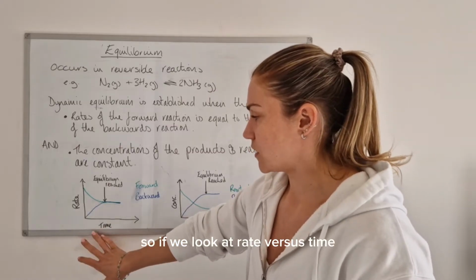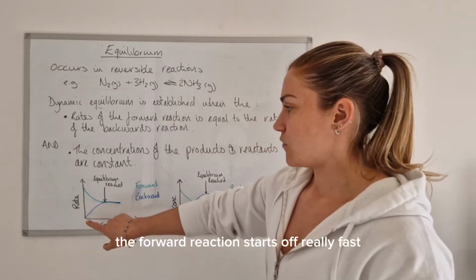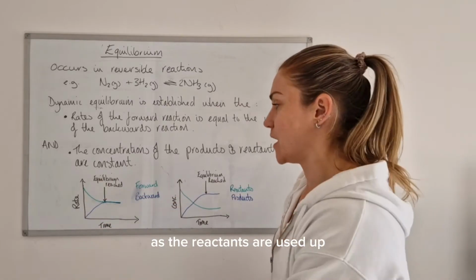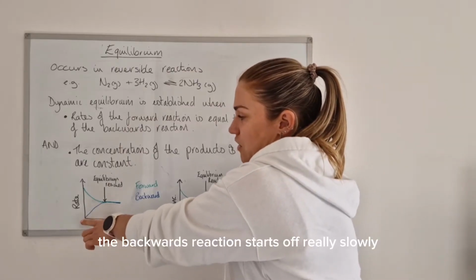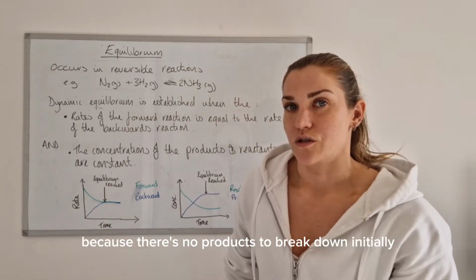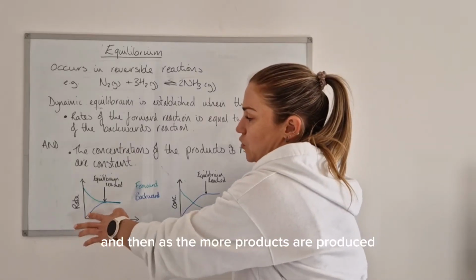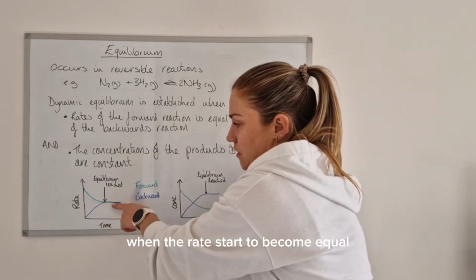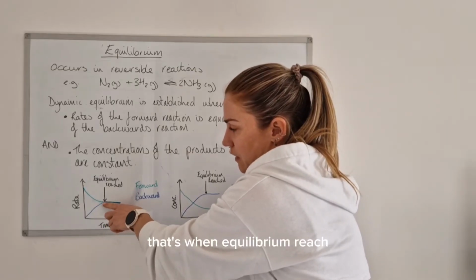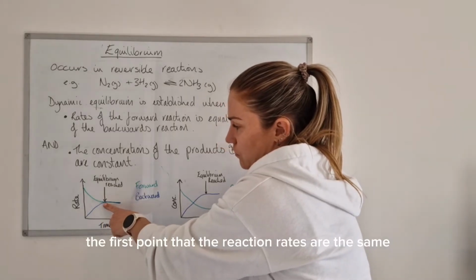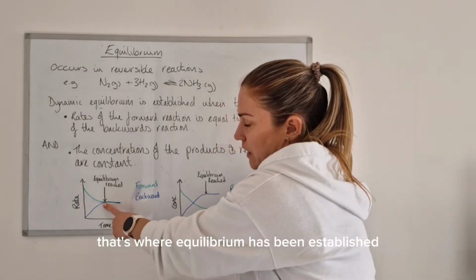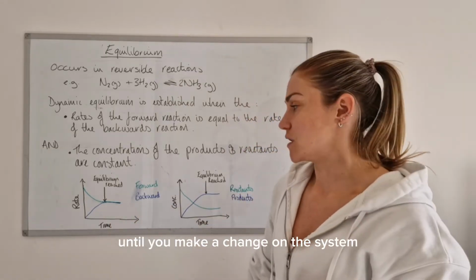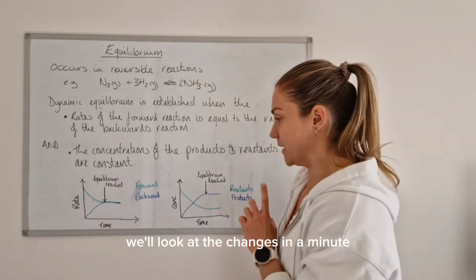If we look at rate versus time, the forward reaction starts off really fast and then it will start to slow down as the reactants are used up. The backwards reaction starts off at a really slow rate because there's no products to break down initially, and then as more products are produced, it'll start to speed up. When the rates start to become equal, that's when equilibrium is reached. So the first point that the reaction rates are the same, that's where equilibrium has been established, and then it remains in equilibrium until you make a change on the system. We'll look at the changes in a minute.